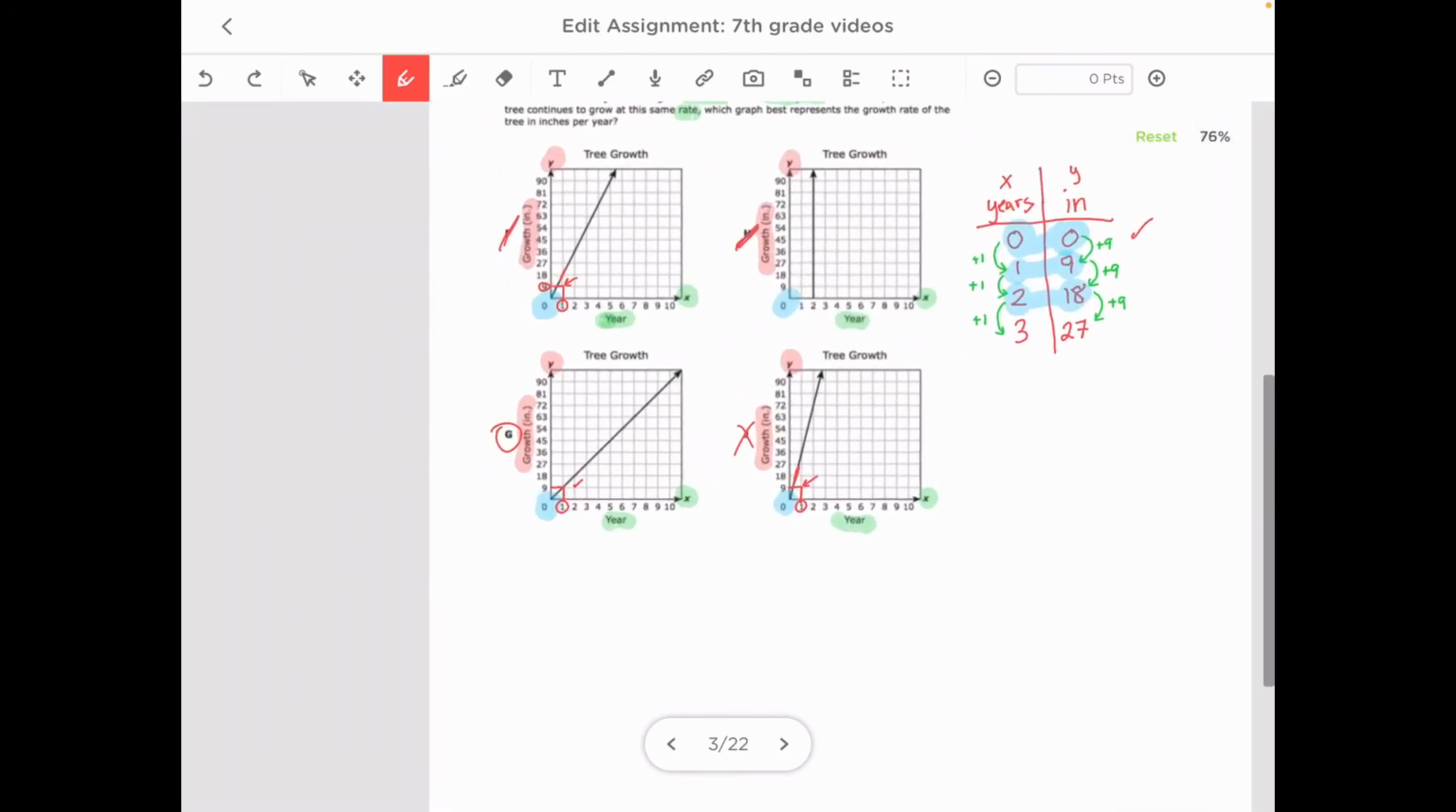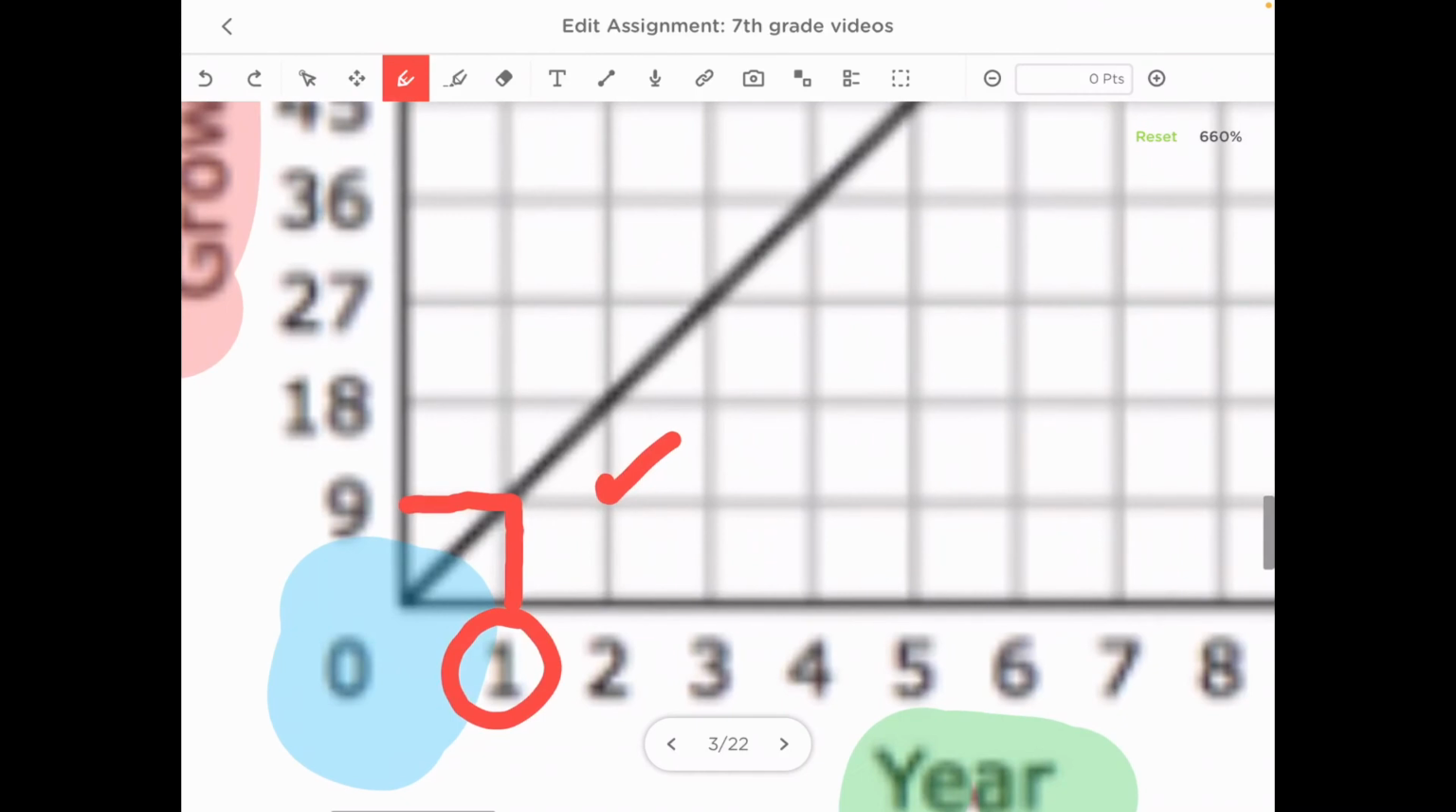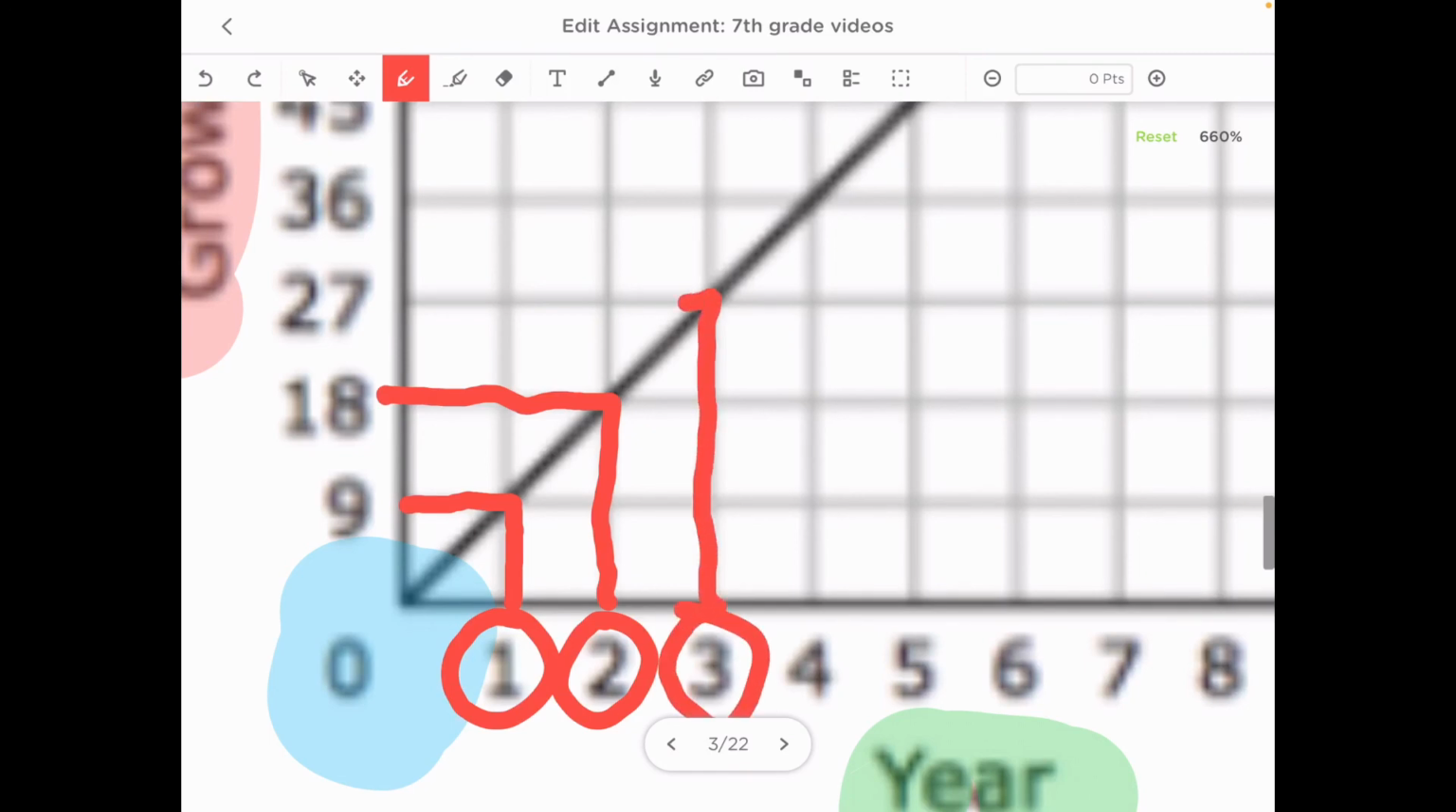Now, if I keep going, because so far, look, all I had to do was plot 2 of my points, 0, 0, and 1, 9. I'm going to go find 2, 18 and 3, 27. So at 2 years, we should be at 18 inches. We are at 18 inches. So that one's correct. At 3 years, we should be at 27 inches. That one is correct too.